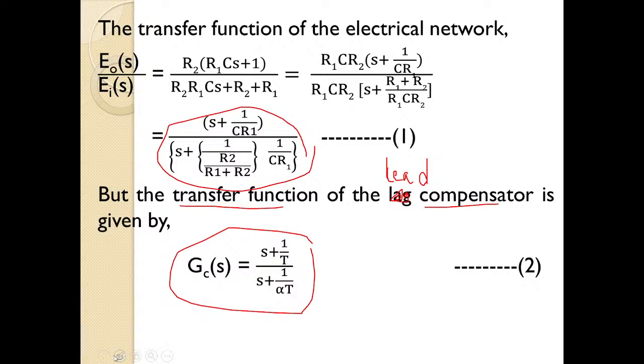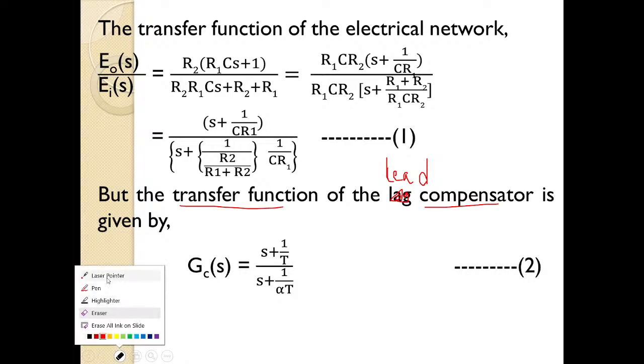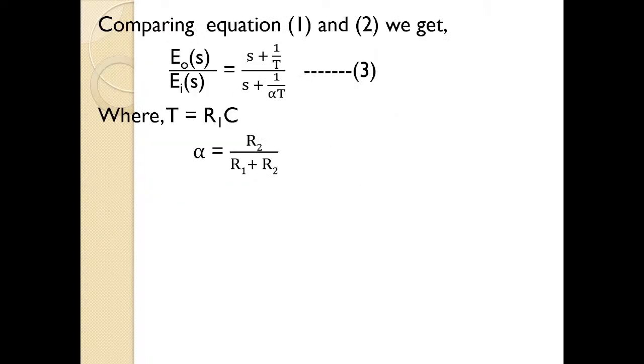Okay then. If you compare both, you will get the alpha equation. So what is our alpha now? Alpha value is R2 by R1 plus R2. So what is T? T is R1 into C, and alpha is R2 by R1 plus R2.